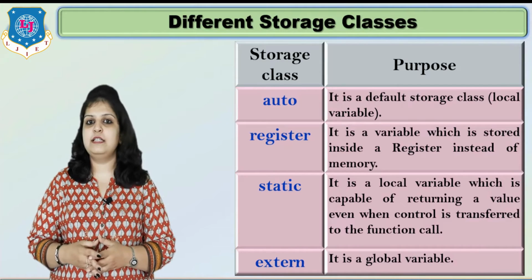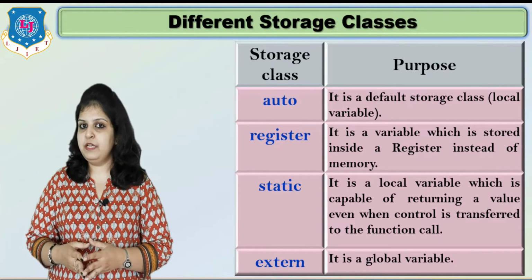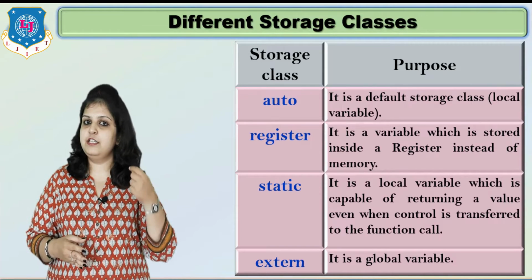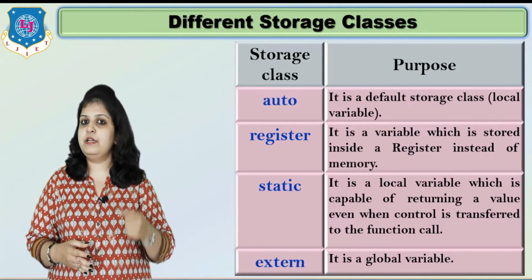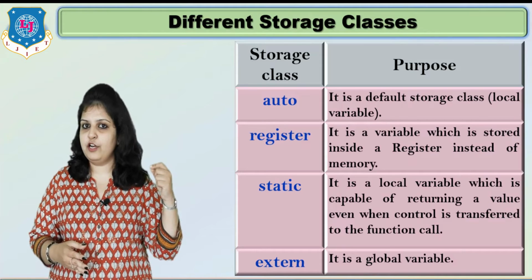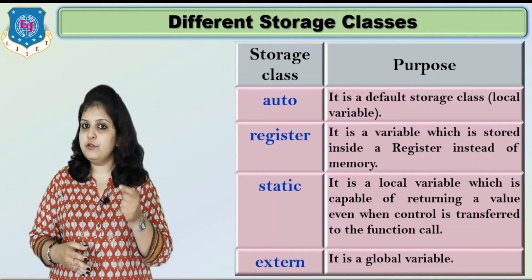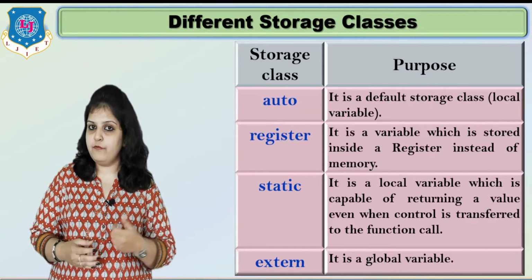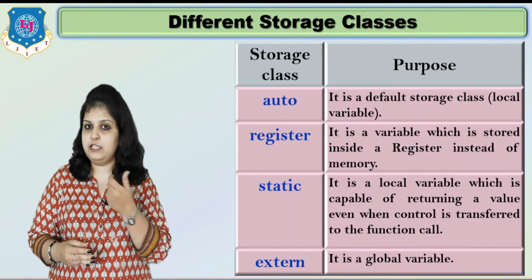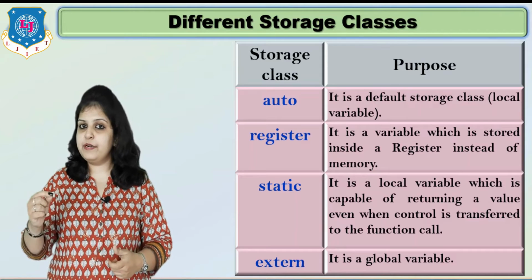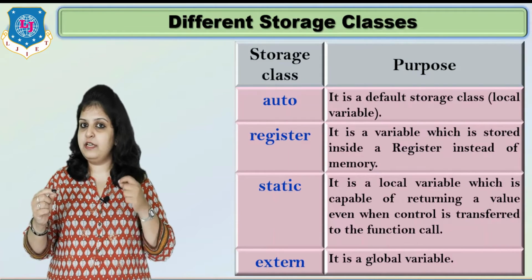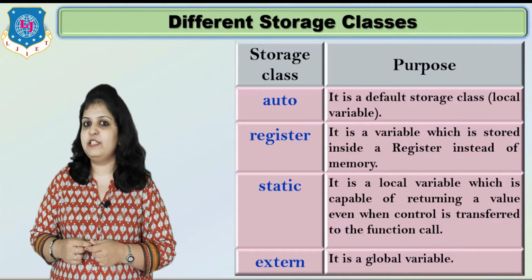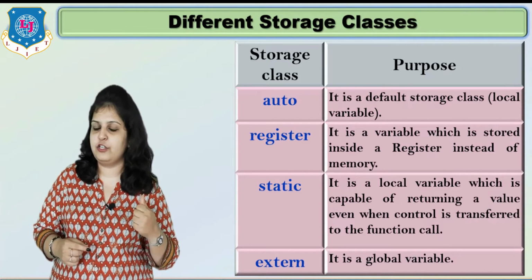Now next is register variable. What do you mean by register variable? When we declare a simple int a, this variable is stored in our memory at a particular location. But when you use the keyword register in the beginning of your declaration, like register int a, then that particular variable will be stored in a register instead of memory. So this is the difference between automatic and register.